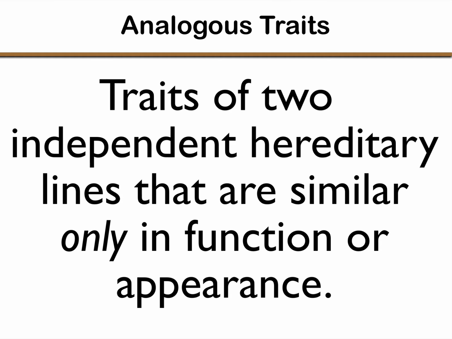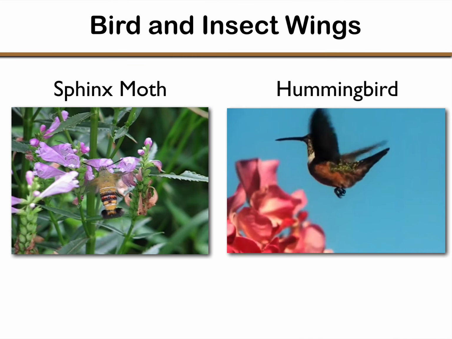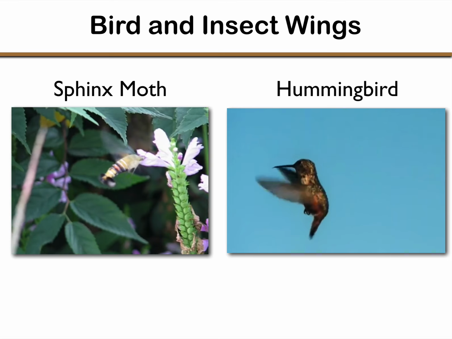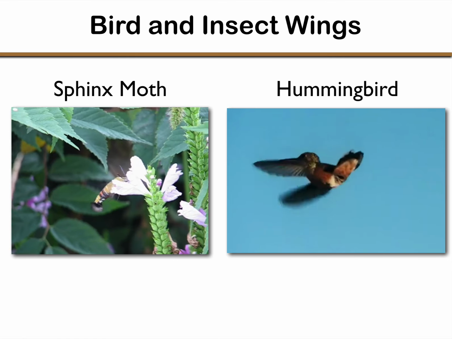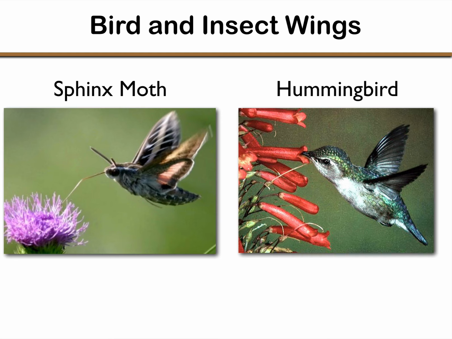So those were homologous traits. What are analogous traits? They're traits that are derived from two independent hereditary lines. They're only similar in function or appearance, but they cannot be used in looking at phylogenetic relationships whatsoever. So, as I said before, the wings of birds and the wings of insects would be analogous, not homologous. They function the same way, but other than that, they are totally, totally different from one another.